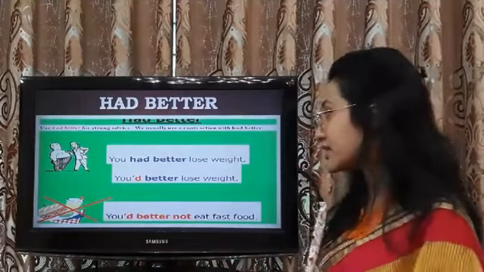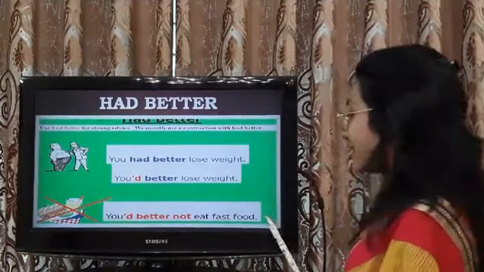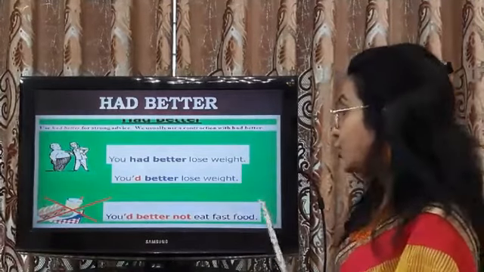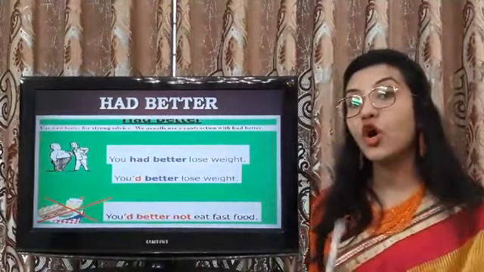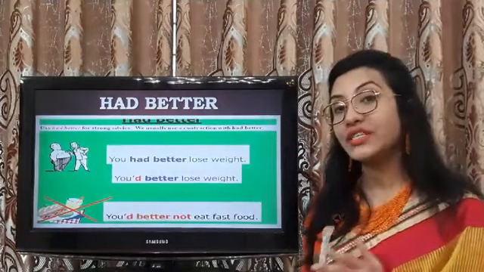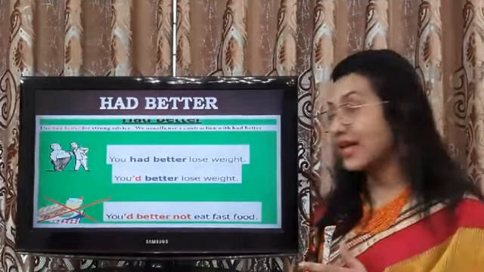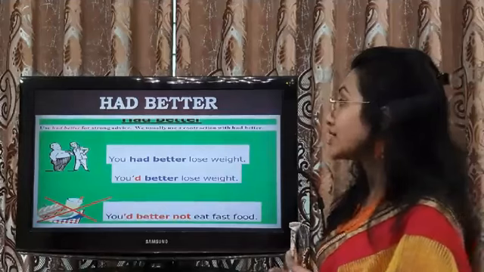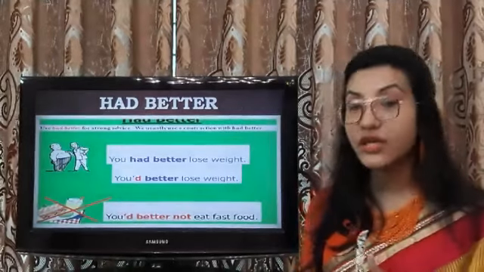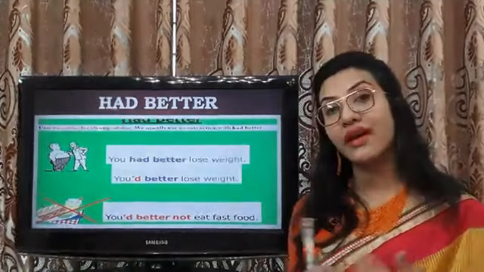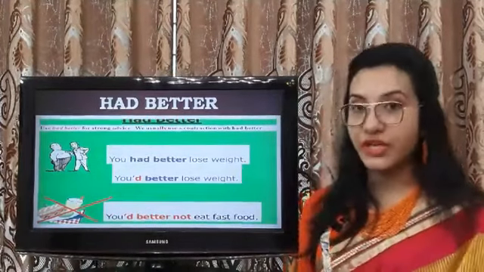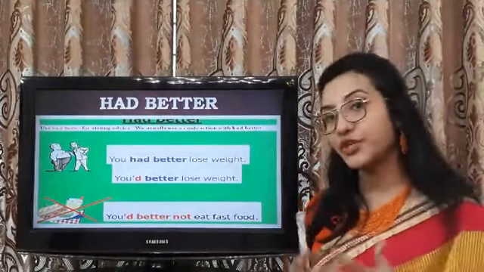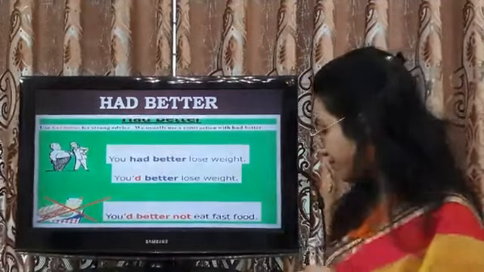Now in the second picture we can see there are some pictures of some junk foods like burgers, soft drinks and so on. So the advice that is given here is you'd better not eat fast food. You'd better not eat fast food. So it's very easy to understand that আমরা যখন কোনো একটা অ্যাডভাইস দিয়েছি আমরা সেখানে কি ইউজ করেছি, we have used had better. কাউকে কোনো উপদেশ দেওয়ার ক্ষেত্রে আমরা had better-টা ইউজ করতে পারি for example.